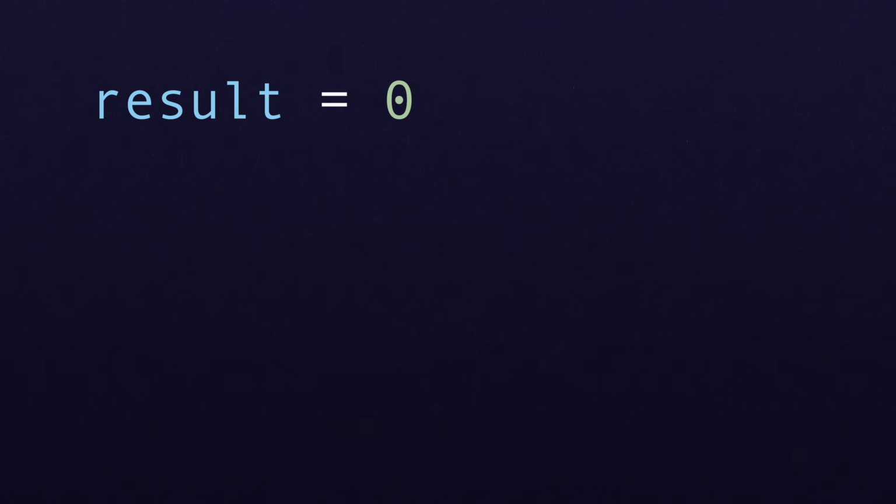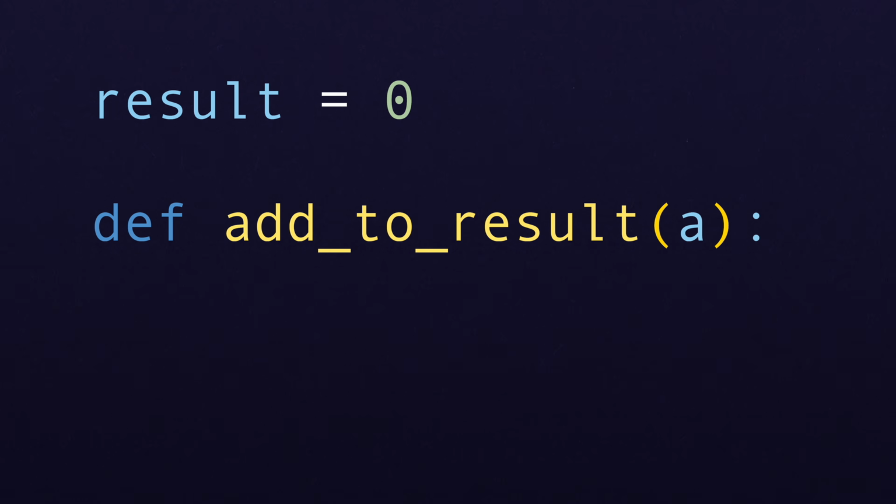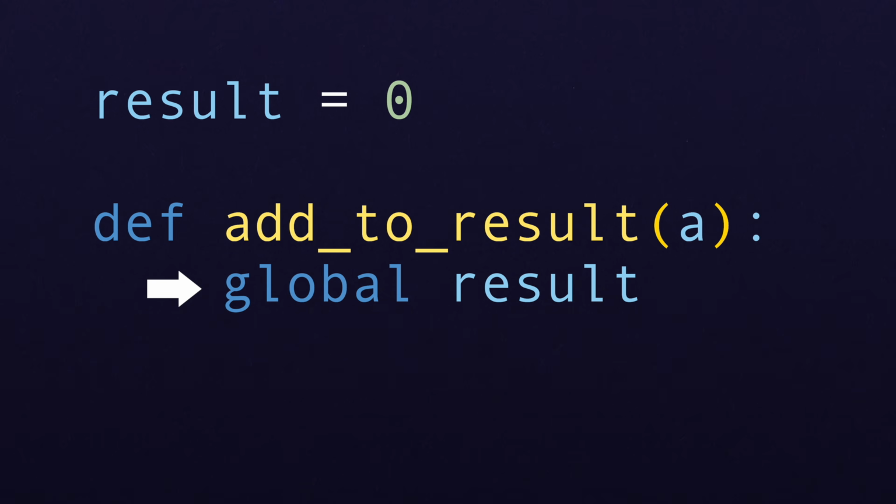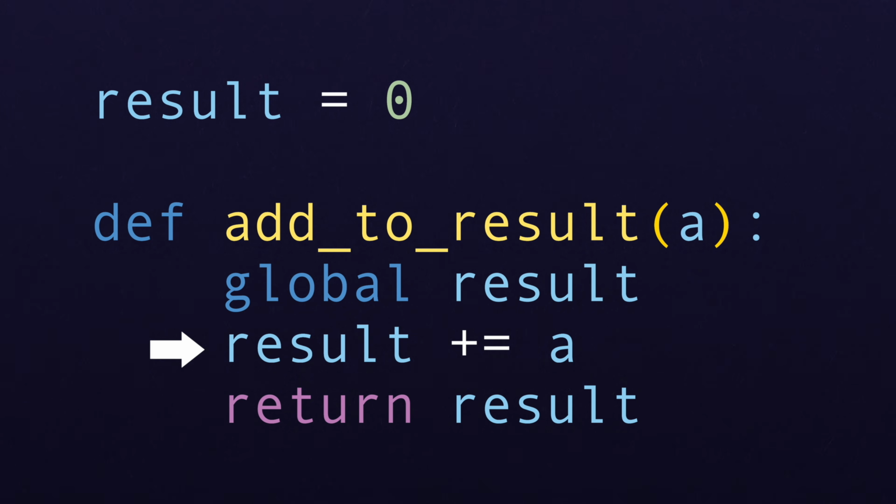First, we'll declare a global variable called result and set it equal to 0. Next, we'll define a function called add2result. Now this one only takes 1 input, we'll call it a. The first thing it does is declare that the result variable is a global variable. In Python, this is required just so that we're allowed to access that global variable from within a function. Next, we'll add a to the result and return that sum.